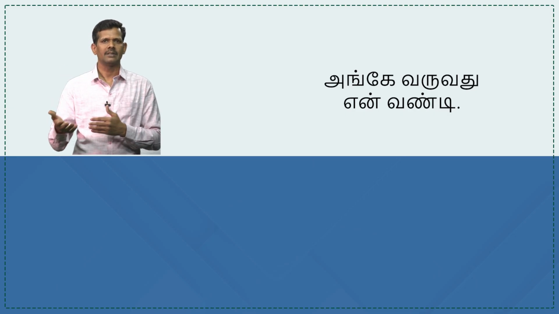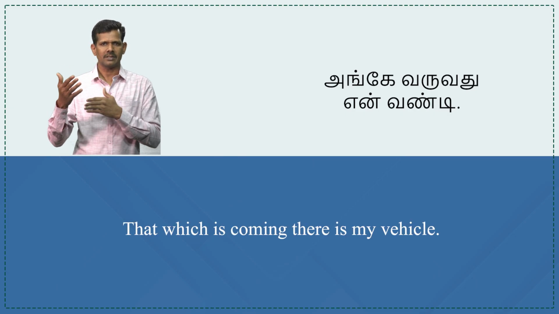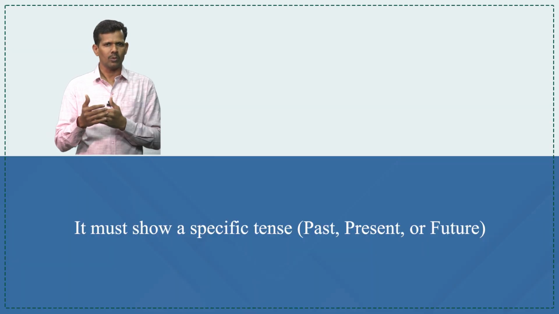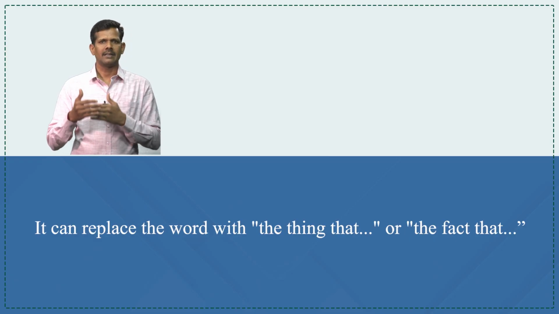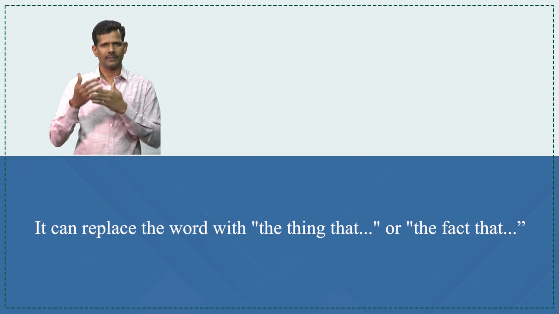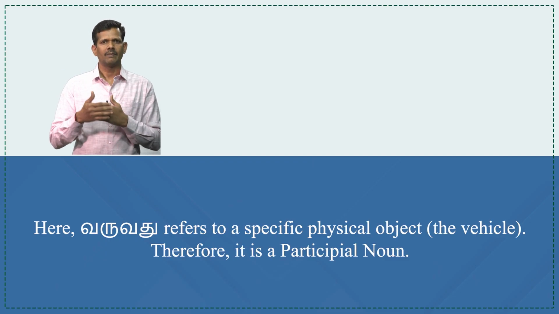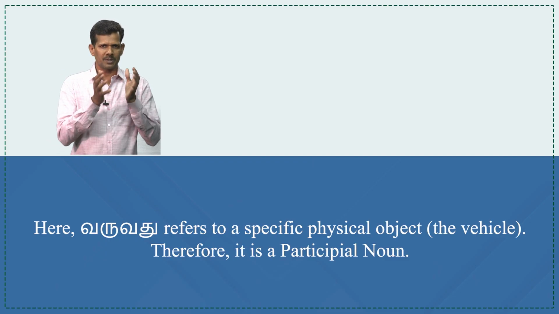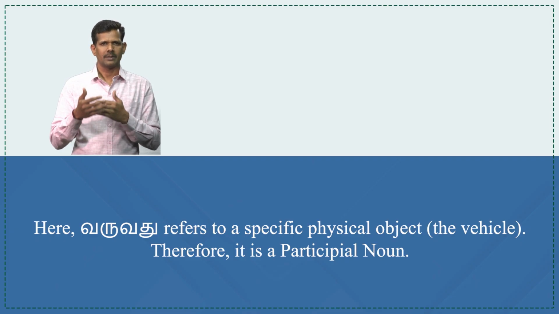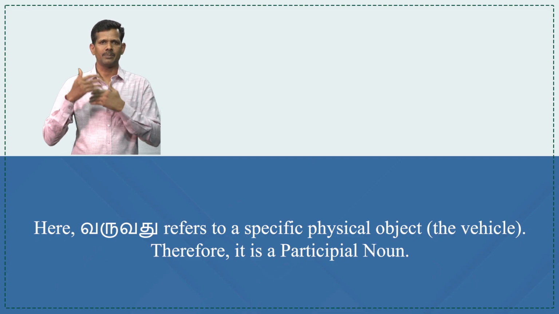Consider வருவது as a participial noun. அங்கே வருவது என் வண்டி. That which is coming there is my vehicle. Usually a participial noun represents a thing or a person or an act. It must show a specific tense. It can be replaced with "the thing that" or "the fact that". Here வருவது refers to a specific physical object. That one is the vehicle. Therefore, it is a participial noun.